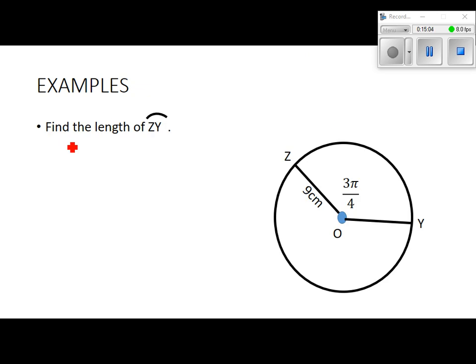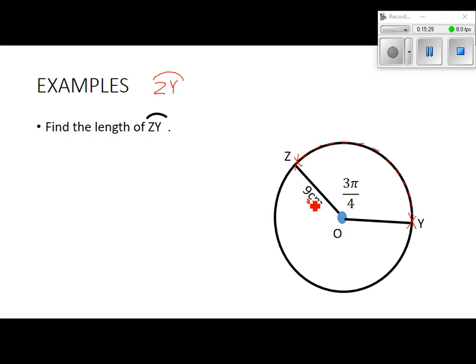Next example, find the length of arc. I know this is sort of ugly, but that says arc ZY. So we want to find the length of arc ZY. We want to find, if we start walking from Z right here and walk to Y, how many centimeters would we walk?